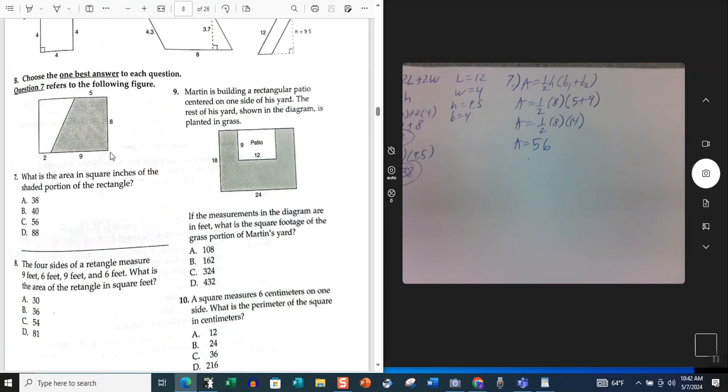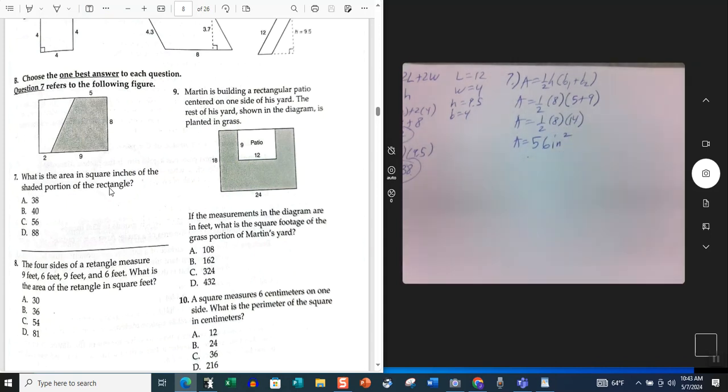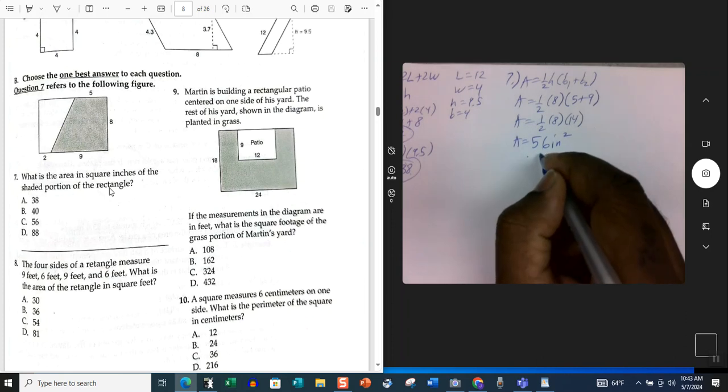Now, yeah, they did tell us to put this as square inches. So it'd be inches squared. So our answer here would be C.